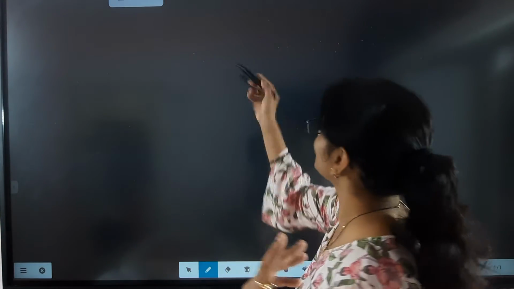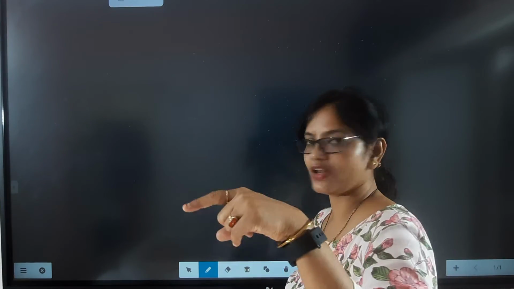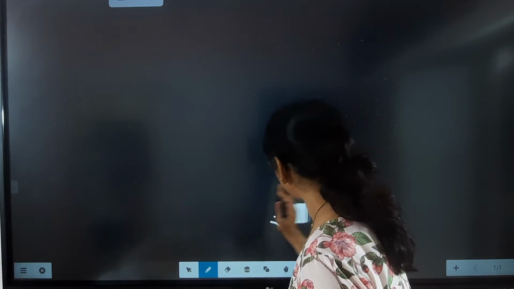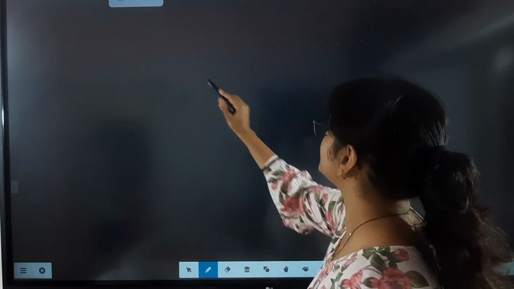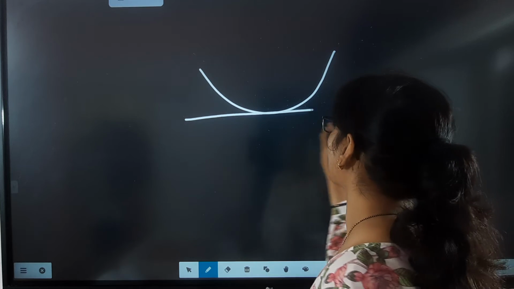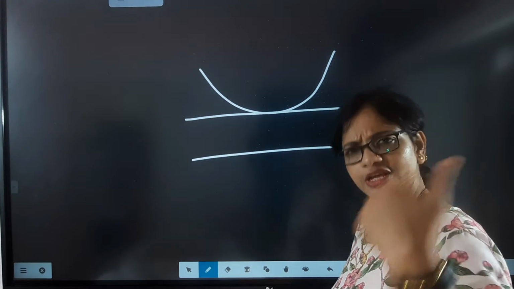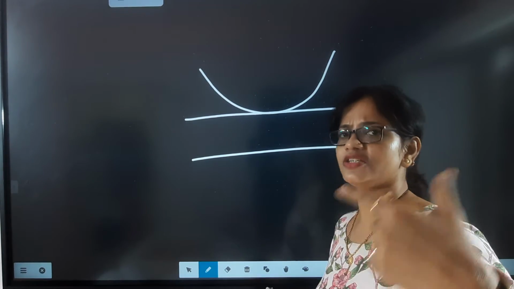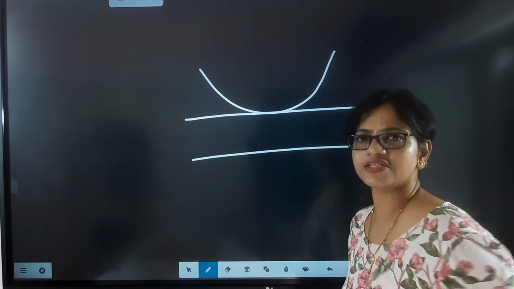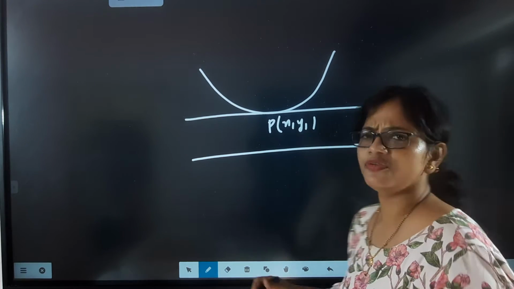So we have no information. The abscissa means x value we have to find. Okay, now we have to find the x value, and the tangent is parallel to the x-axis. So whatever tangent is there, the equation of the tangent is exactly parallel to the x-axis. So common contact point P (x1, y1) will be there.